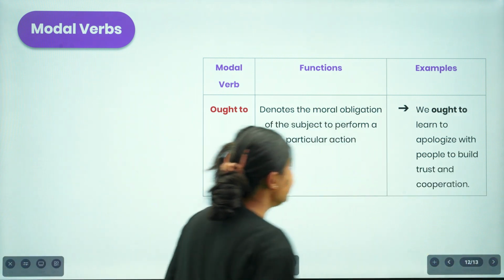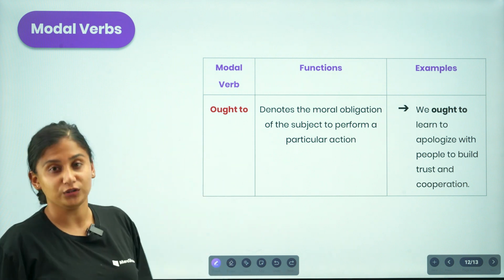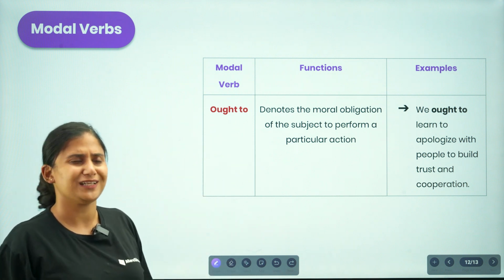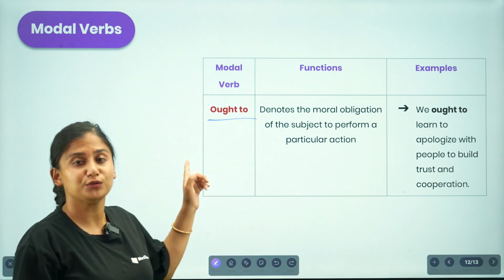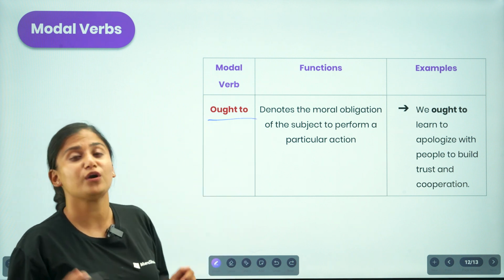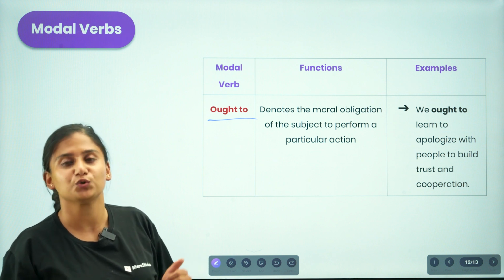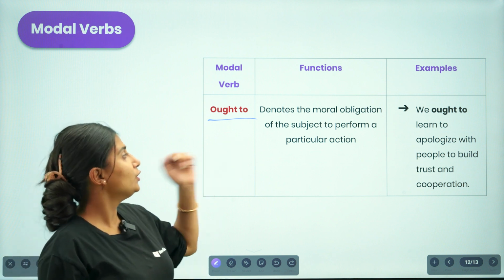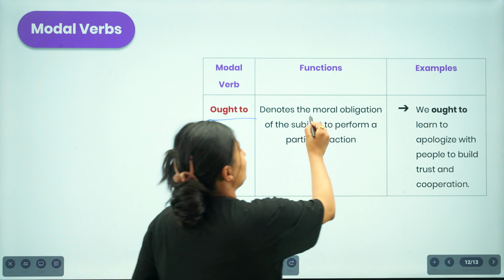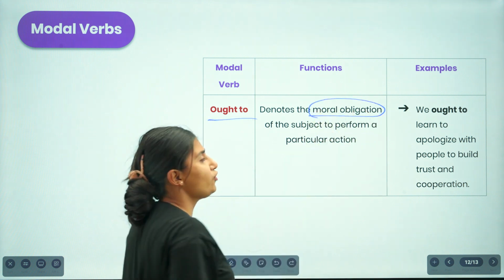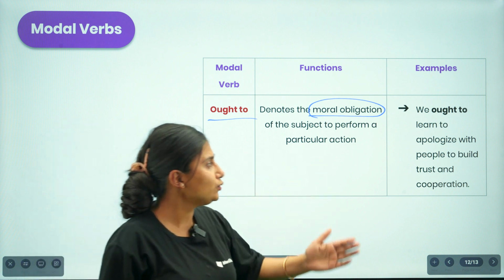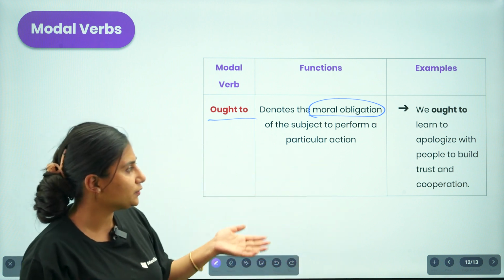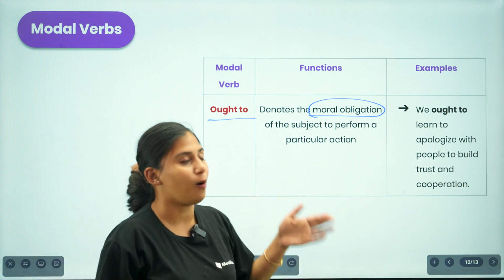So moving on to the last one for today, that is ought to. So when is ought to used? And this is something we are much confused about. This ought to is used to denote the moral obligation of a subject to perform an action. So this indicates a moral obligation, something that has to be performed, and it is connected to the idea of morality. That is, we ought to learn to apologize to people to build trust and cooperation.